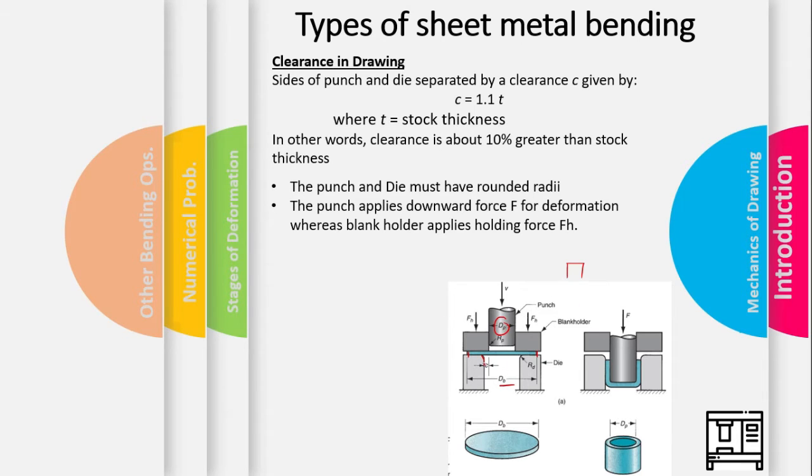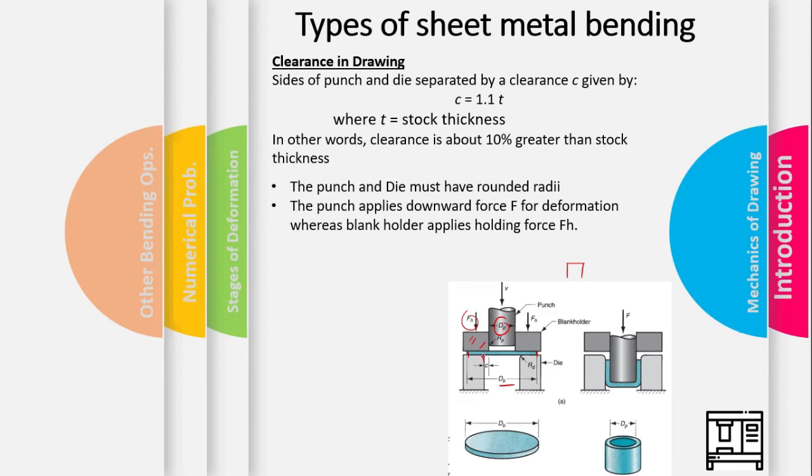Then we can see there's some blank holder here that is exerting some holding force, which we will see in the slides ahead how to calculate, and it plays a vital role in the drawing operation. And there's some movement velocity of the punch and the force that is exerted by the punch itself.